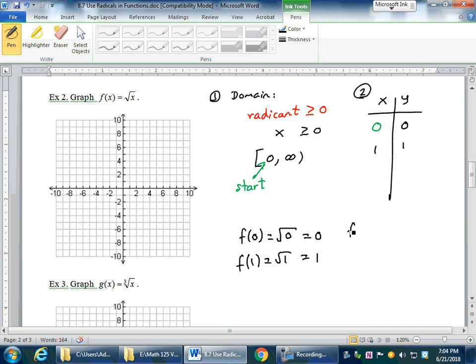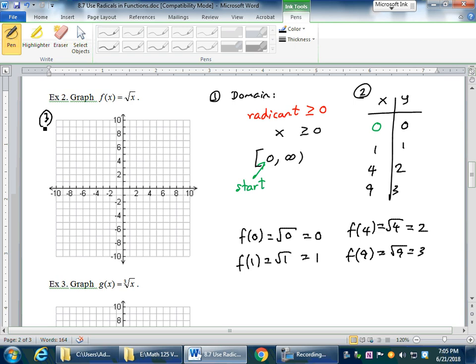The next number that I'm going to use is f of 4, because the square root of 4 is equal to 2. Hopefully you remember this. The square root of 9 is equal to 3. So now I have these points to plug in and graph. The third step will be graphing. First step, find the domain so that it gives you the starting point, and use the starting point to start plotting points.